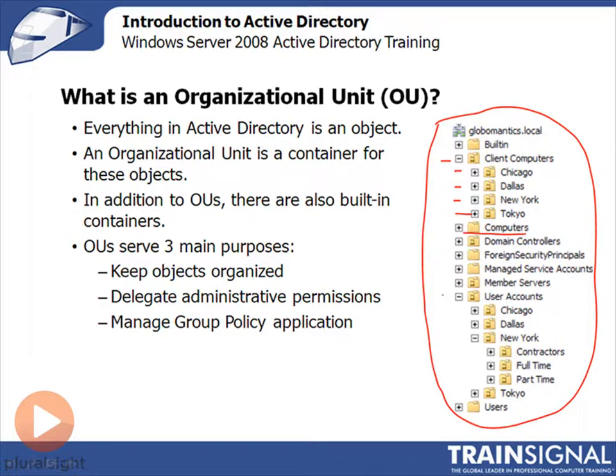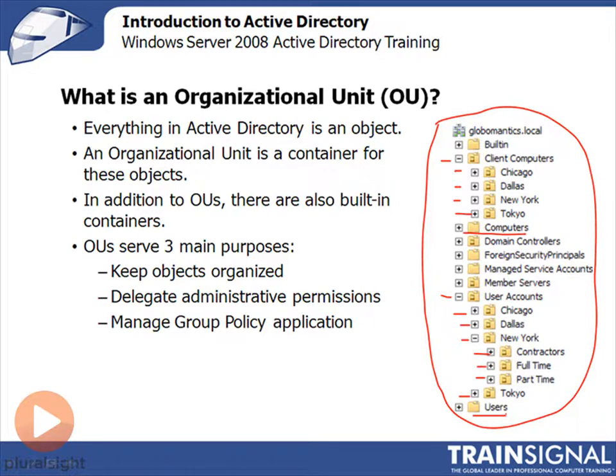Likewise, you'll see here we have user accounts. We've got that broken down into Chicago, Dallas, New York, and Tokyo. And then to take that a step further, each of these locations could be expanded, but I only expanded the one here for New York to show you that we're going to break those users down into our contractors versus our full-time users versus our part-time users. And then again, you'll notice here's that users container built in.